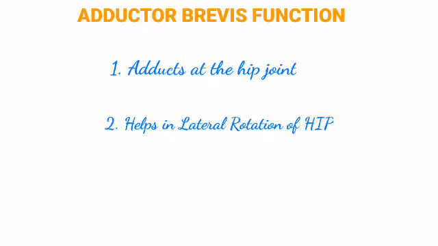The functions of the adductor brevis. The primary function of the adductor brevis is to adduct at the hip joint. Another function, it also helps in the lateral rotation of the hip.